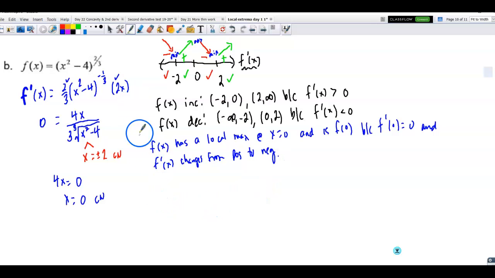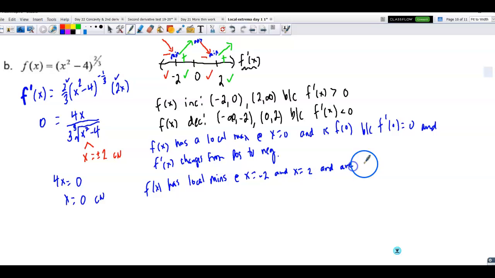All right, and now I'm going to see if I can write up the other two minimums together. Let's see how well I do. So f of x has local mins, you can say relative instead of local, at x equal to negative 2 and x equal to 2, and they are f of negative 2 and f of 2 respectively. What that means is the order of the x values matches the order of the y values.